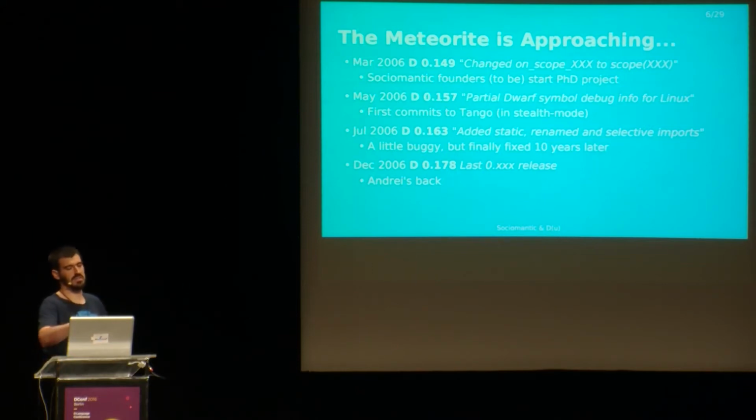And I'm putting in the slide some random parts of the changelog from the D version at that time, just for you to get an idea of how the language was progressing. By July, we have the static renaming and selective imports implemented. It took only 10 years to complete, but finally, it's here.